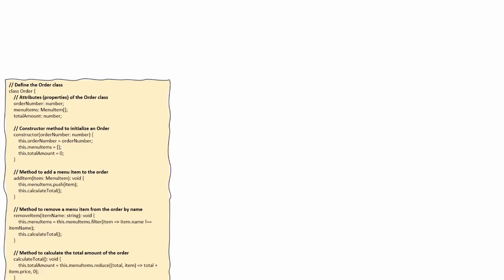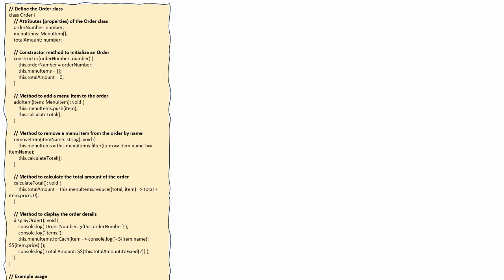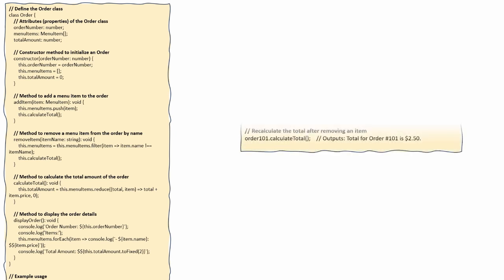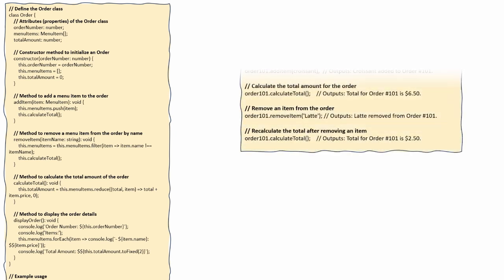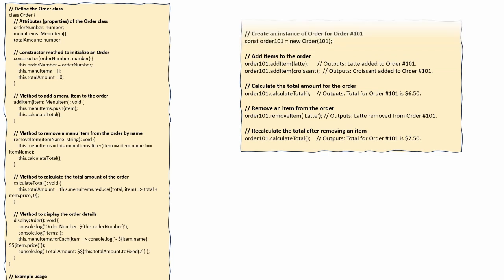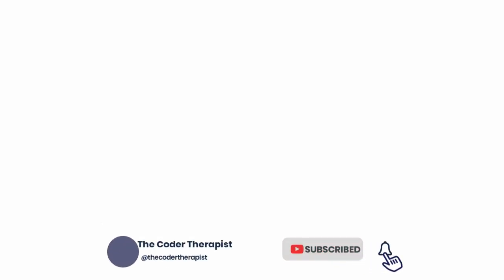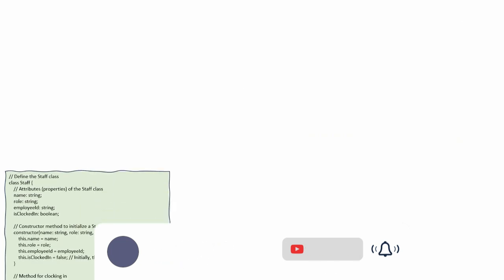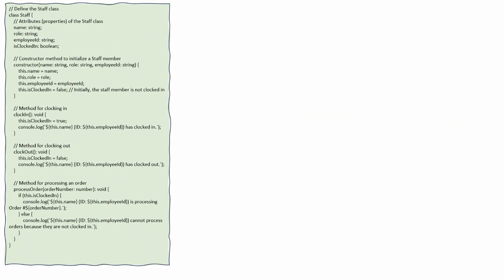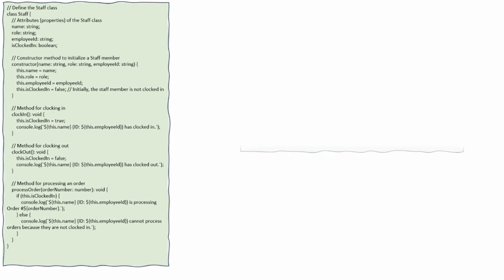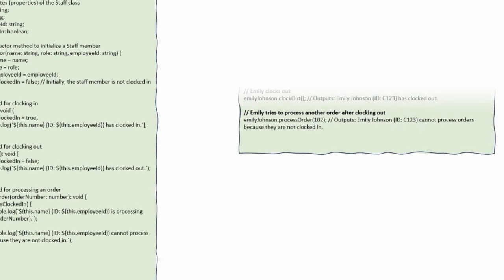Order number 101 object. This is a specific order. It might include a latte, a croissant, and a total amount of $6.50. You can add or remove items from this order and calculate the total. Emily Johnson, staff object. This is a specific staff member. Emily might be a cashier with an employee ID of C123. She can clock in and out and process orders.